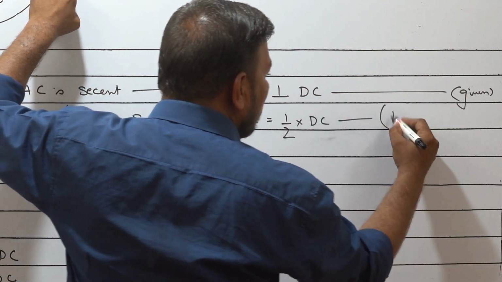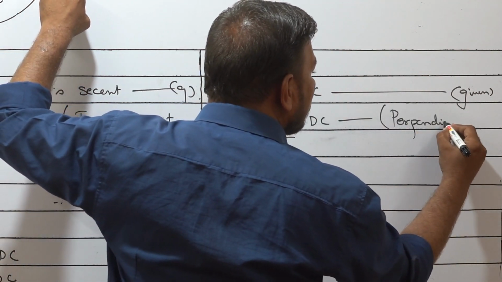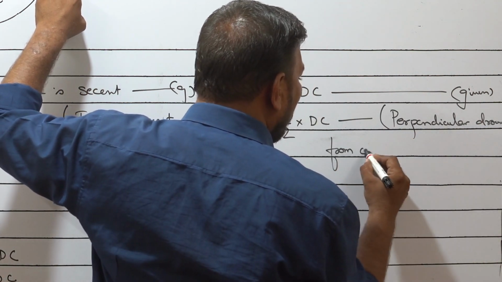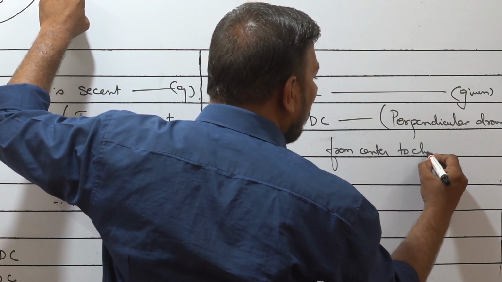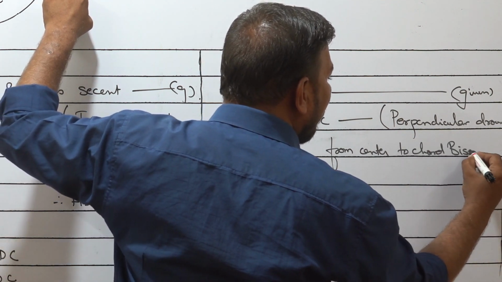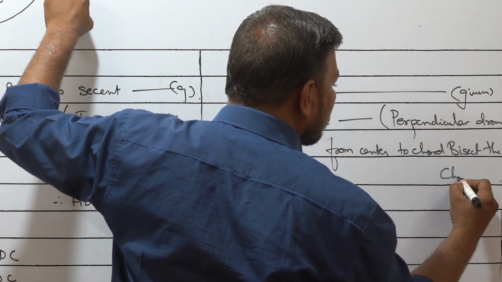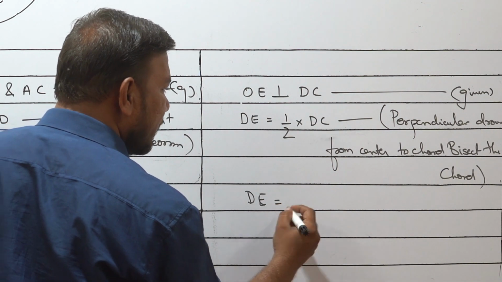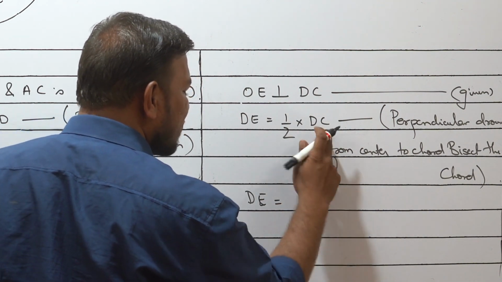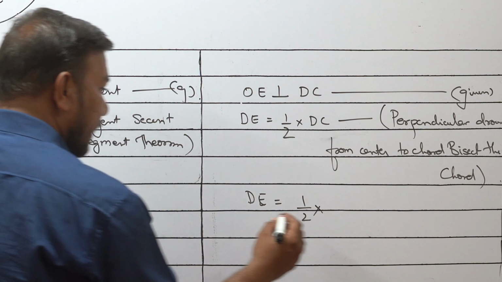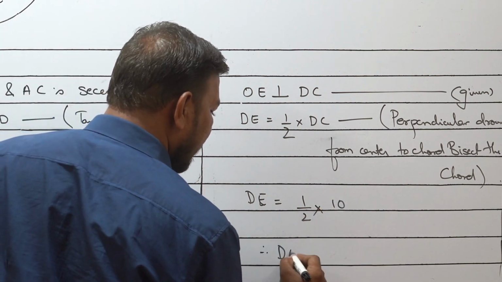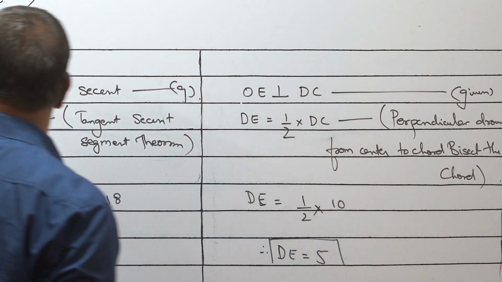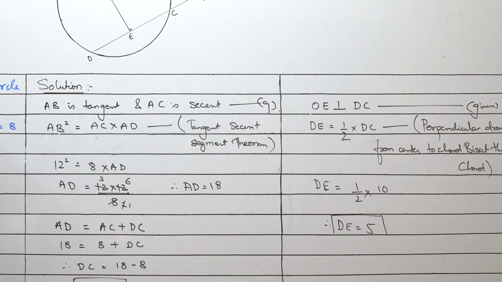Reason: perpendicular drawn from center to chord bisects the chord. Now substitute value and get the answer. That is DE is equals to half of, what is DC? DC is 10. So therefore DE is equals to, what is half of 10? 5. So this is our final answer. Done.